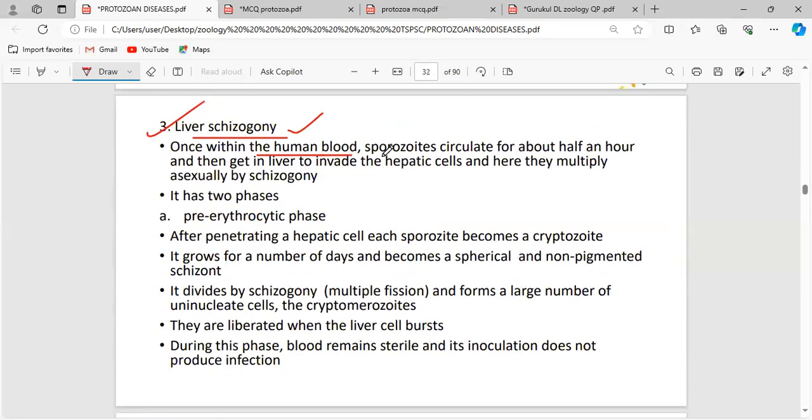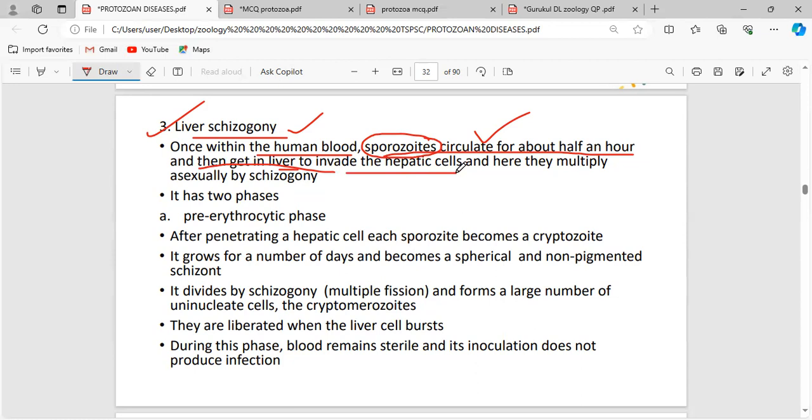Now, liver schizogony. Once within the human blood, the sporozoites circulate for about half an hour and then get into the liver. Once a normal healthy person is bitten by the mosquito, the parasite enters the human blood and circulates for about half an hour. The infective agent taken from the infected mosquito is the sporozoite, and only after half an hour do they reach the liver. After reaching the liver, it reaches the hepatic cells.